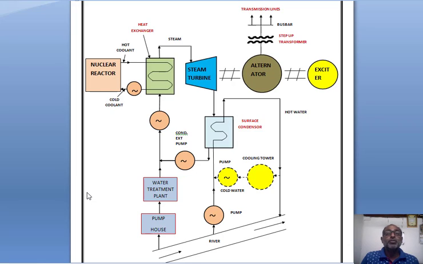Schematic diagram of a nuclear power station. Now, as shown in this figure, the heat is produced in the nuclear reactor due to nuclear fission. Whatever heat is produced in the nuclear reactor is absorbed by this coolant. So, coolant is used to absorb the heat which is produced in the nuclear reactor.